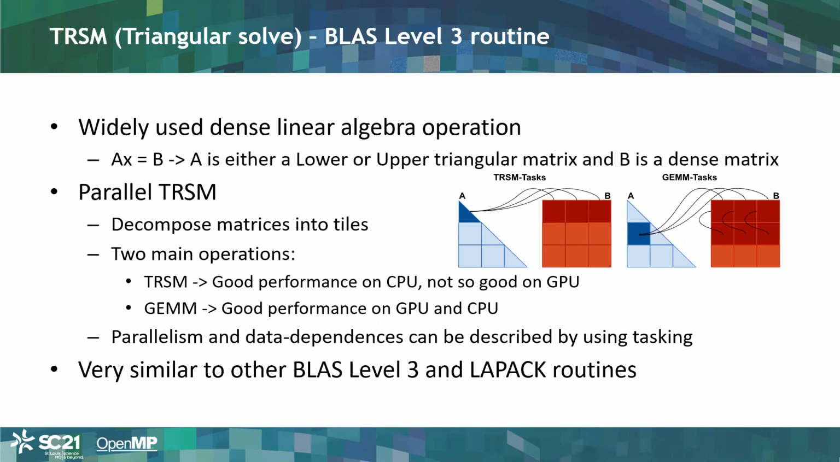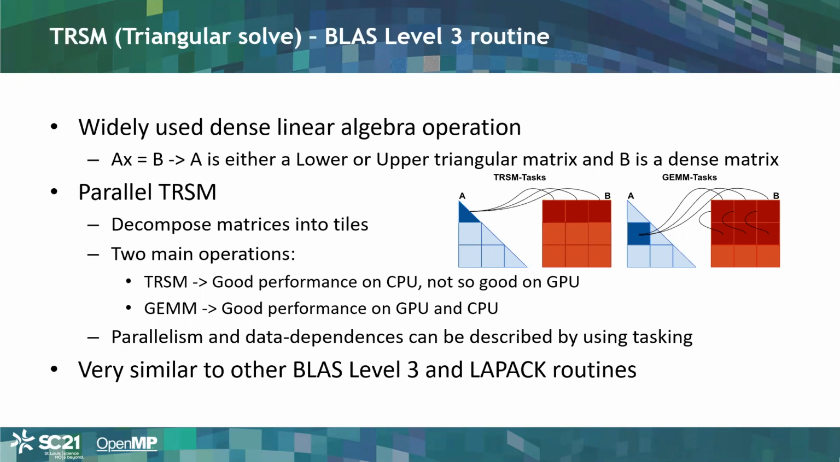The parallelization of this code consists of decomposing the matrices A and B into tiles. Doing that, we can make some of the computations that we have to do on different and separate tiles in parallel. The main operations, or main tasks, that we have to do correspond to two different BLAS Level 3 routines.